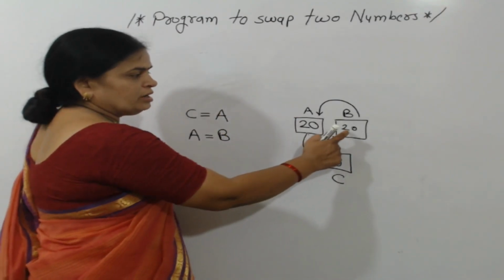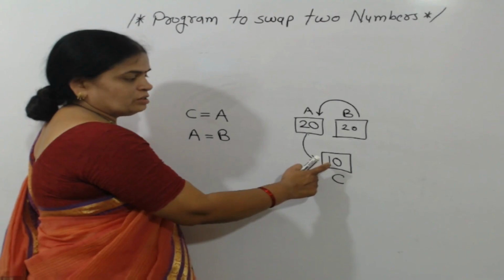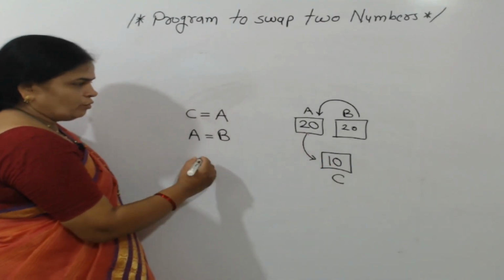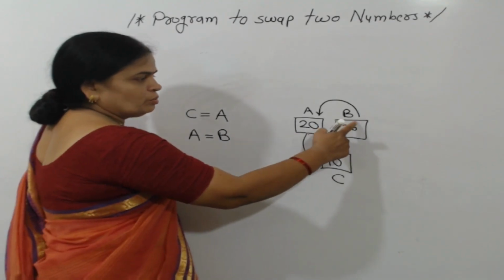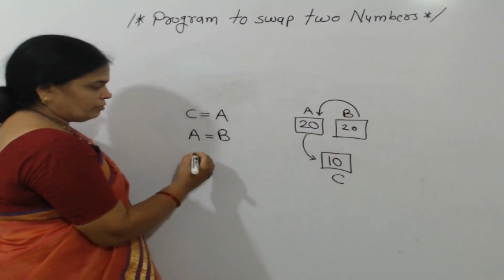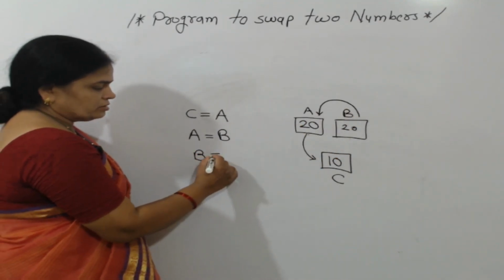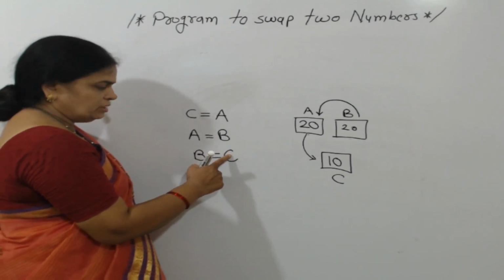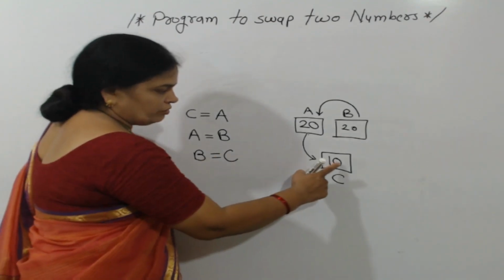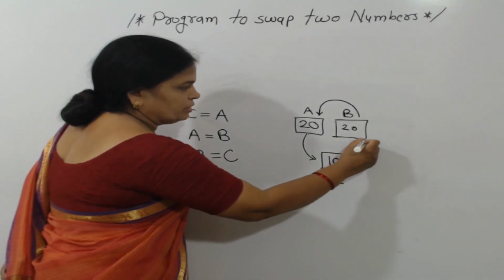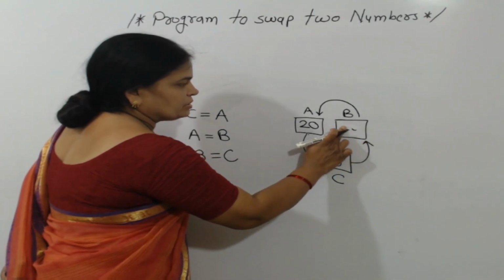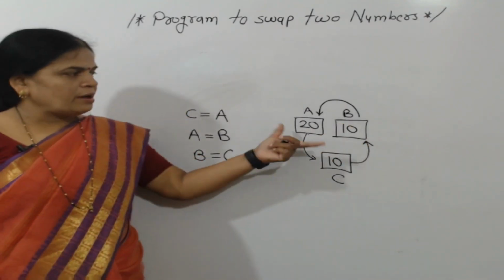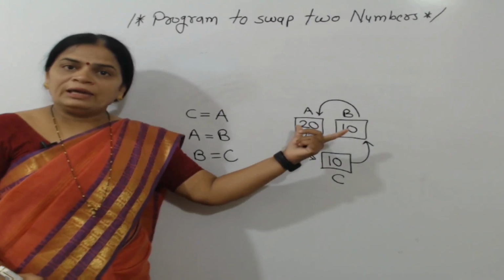अब मुझे A की वैल्यू चाहिए, जो पहले की वैल्यू थी, that is C की वैल्यू. अब जो C की वैल्यू है, ये वैल्यू मुझे B में मूव करनी होगी. So I will write the statement B equals C. That means whatever value of C will be stored in B. इसका मतलब 10 वैल्यू आपके वेरिएबल B में चली जाएगी. So now we have swapped the values of A and B.